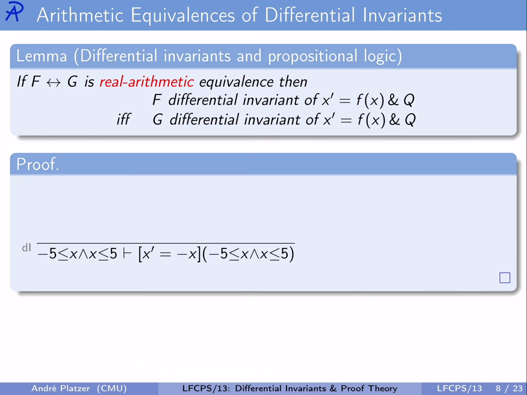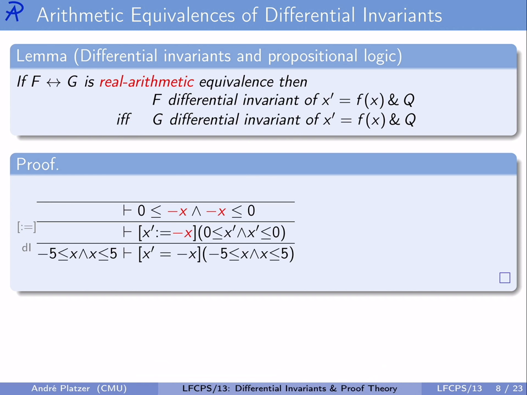Well, let's try something. Here's a property that can be proved to be a differential invariant easily. We differentiate the postcondition by using the differentials everywhere. Then we get a zero, which of course is the derivative of a constant, less or equal to x prime, and x prime is less or equal to zero. We put the right-hand side of the ODE in for the left-hand side of the ODE. And now there's the question whether 0 is less or equal to minus x and minus x is less or equal to 0, which is the question whether x is 0, but that can't possibly have a proof because not all variables x are actually always 0.